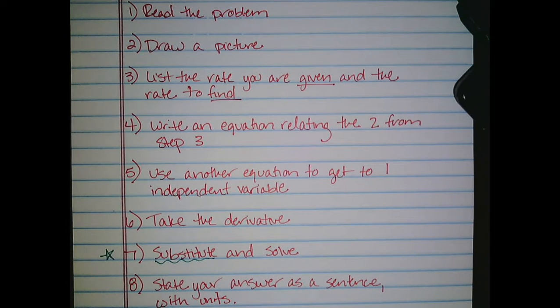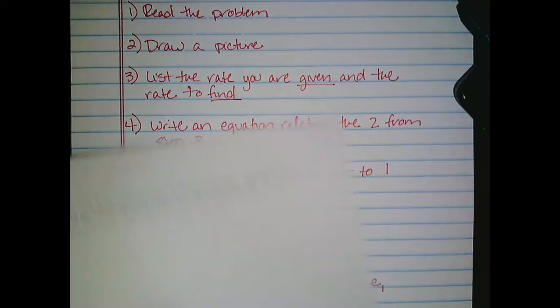So we're going to take these steps and apply them to some more problems. Let's look at this first problem.